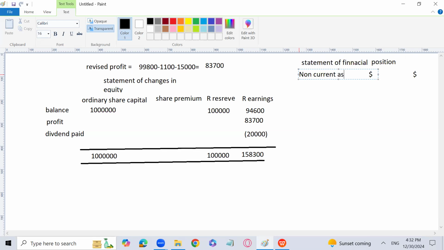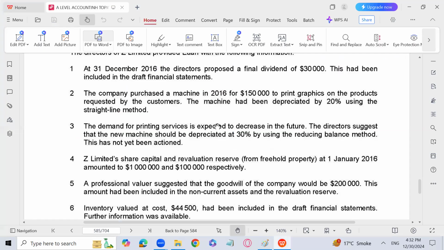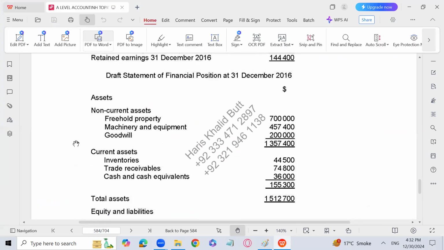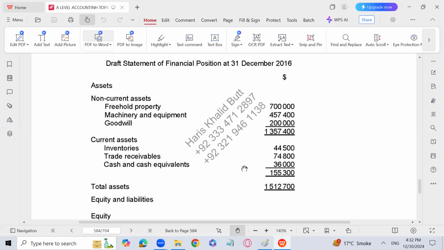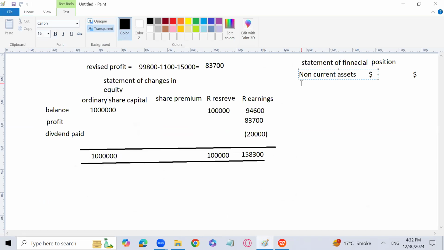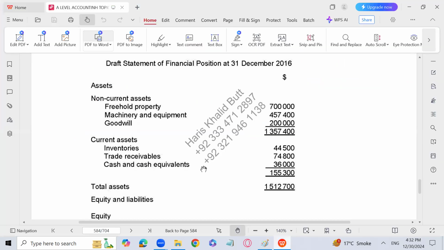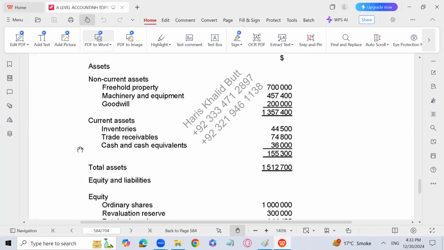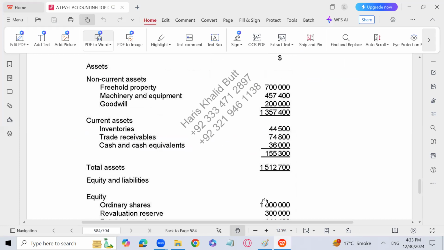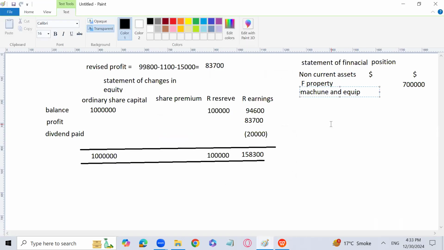So we'll start from non-current assets. Goodwill won't come in non-current assets. If you just look at the question, factory leasehold property is given as 7 lakh. I will write it the same as it is. Factory property 7 lakh. Then there is going to be machinery and equipment. Right here, I have to go for some adjustment. That is 457,400, and for the depreciation we have done, I think we have to subtract 15,000 from it, right? Because that depreciation has been done. So we have to subtract it.